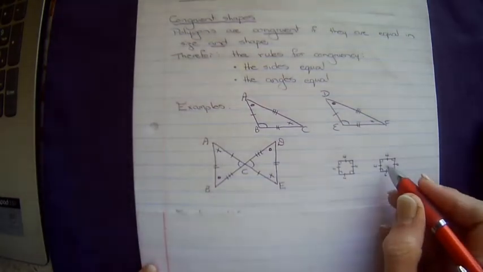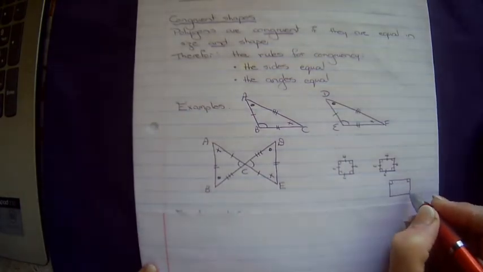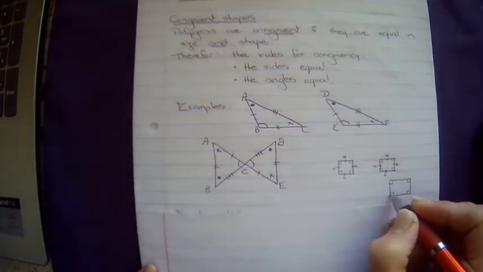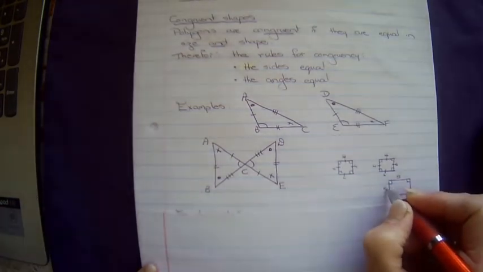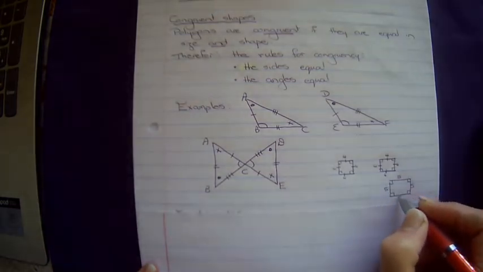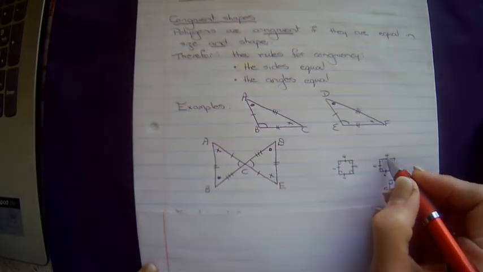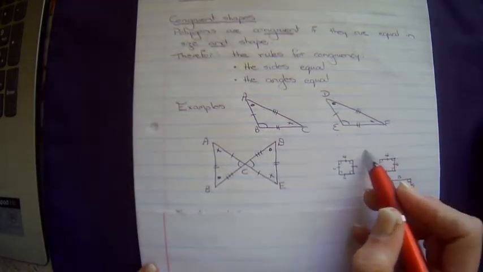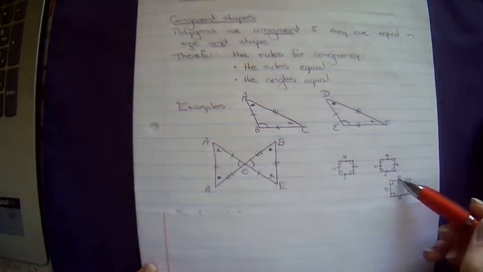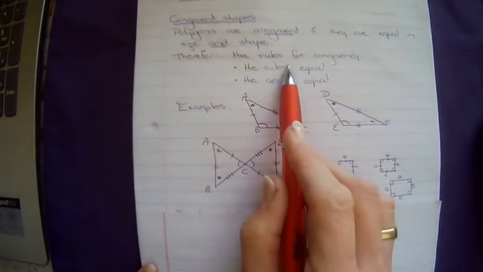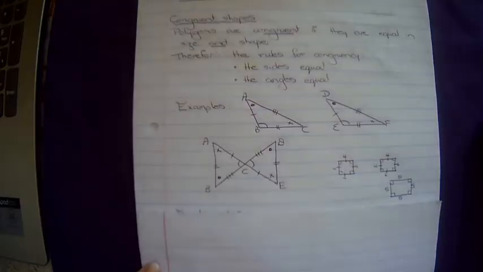If I had another square here, where the angles are equal, because all squares will have 90 degrees, but if I said this square has side 5, 5, 5, 5, then this one is not congruent to the other two because the sides are not equal to each other. So all the sides and the angles should be equal. That is what congruency means.